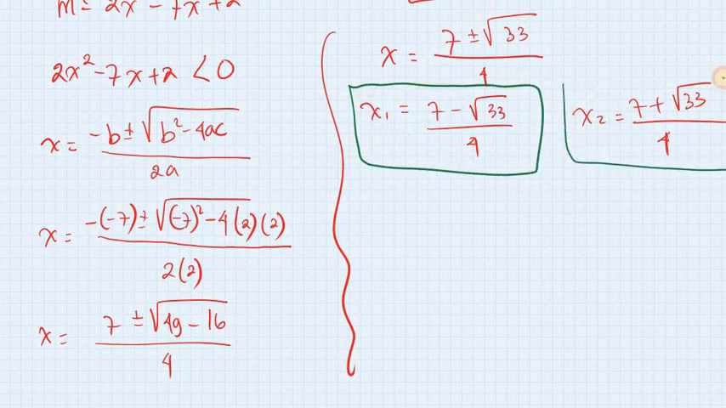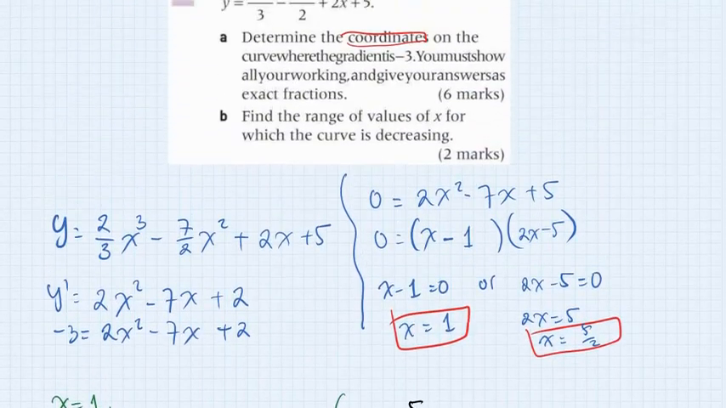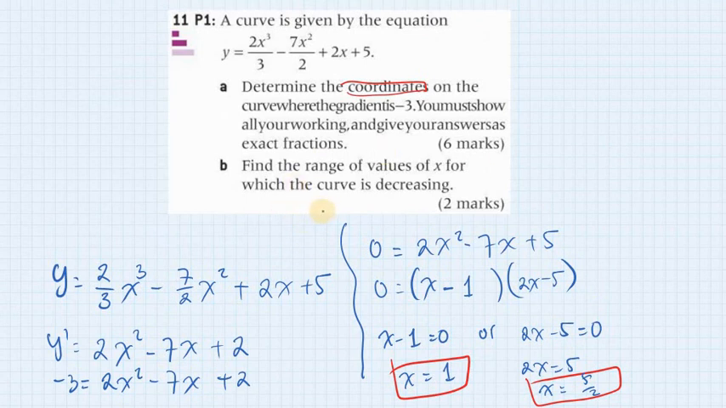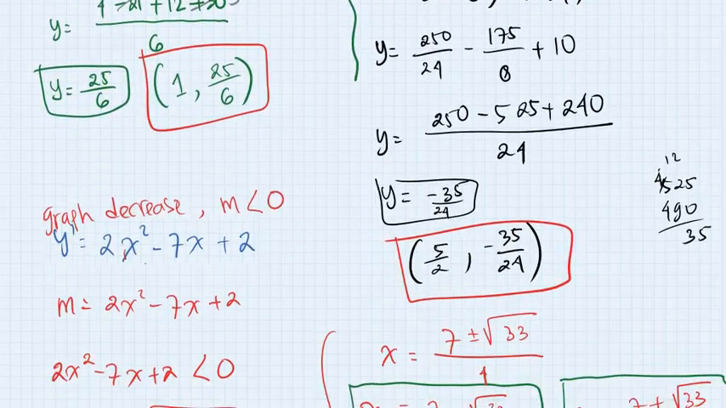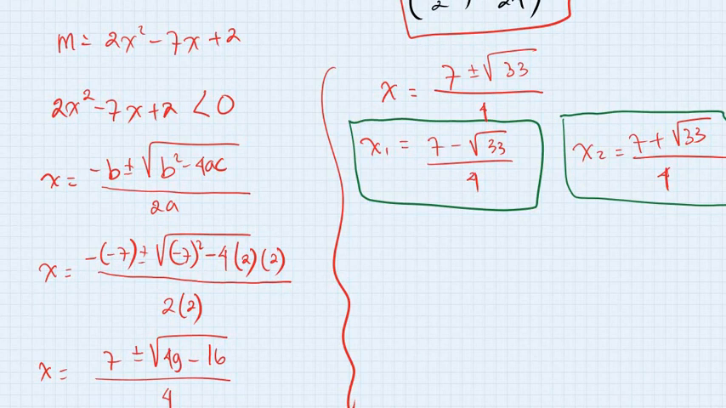The question is, let's go back to the question. We need to find the range of the values of x for which the curve is decreasing. Remember, decreasing means the value of the expression is less than 0, negative. So we have to make a number line.